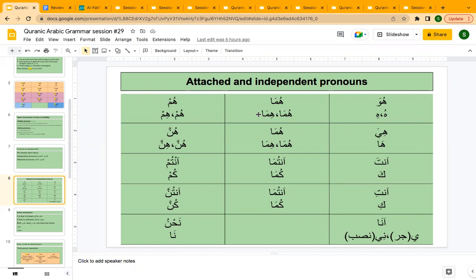When they come attached to an ism and make an idafa, what is the status of the attached pronoun then? It is only jar, right? And when they attach themselves to a fail or harf nasb, what is the status of the pronoun then? It's going to be nasb, right? Everyone understood it? Or am I going too fast?